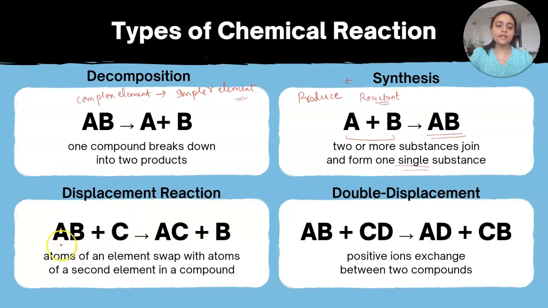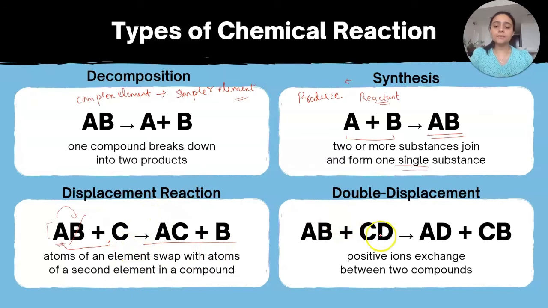Okay, so as you can see here, highly reactive elements are there and less reactive elements are there, which we are going to study in detail when we study the reactivity series. So when one of the elements present in the compound is displaced and gets combined with the other one present in the reactant side, this is how we get the product side. Since the displacement is occurring, that is why it is known as displacement reaction.